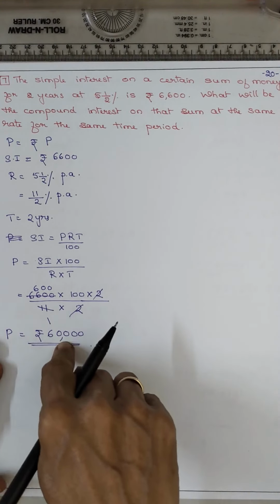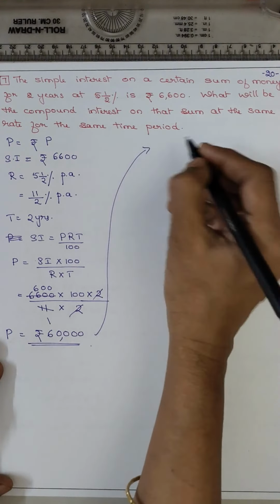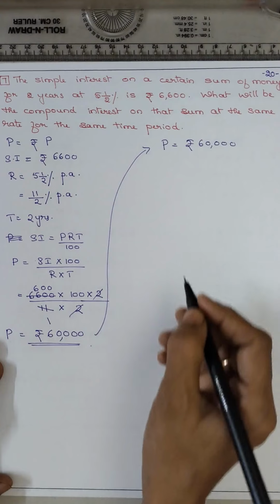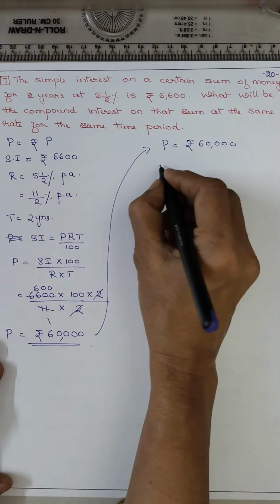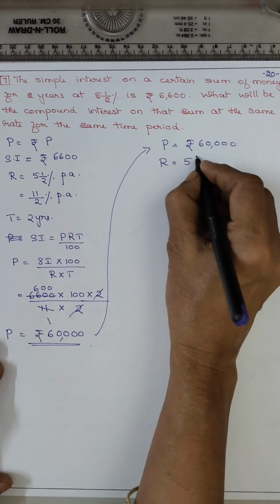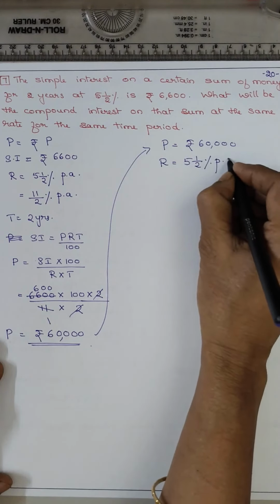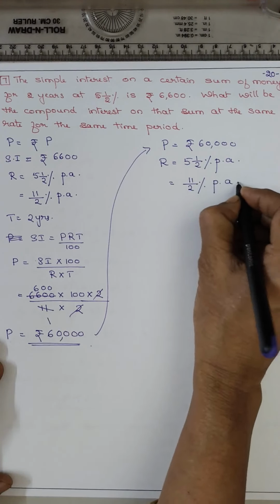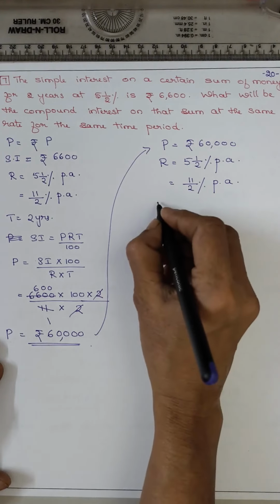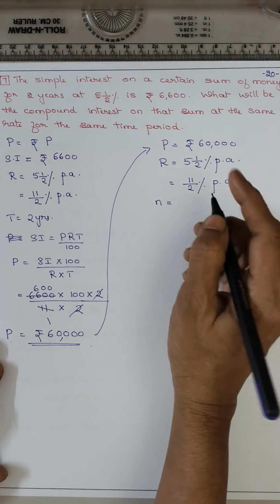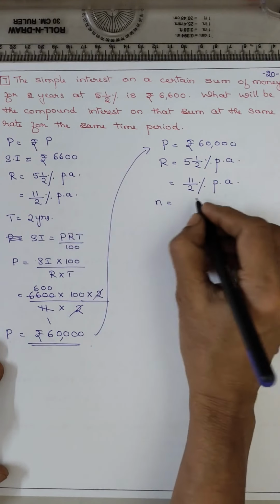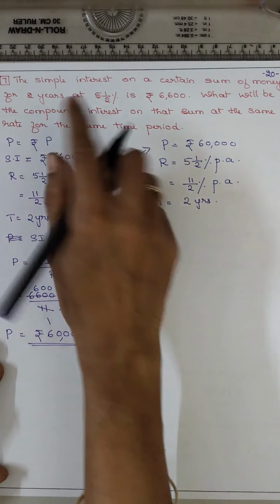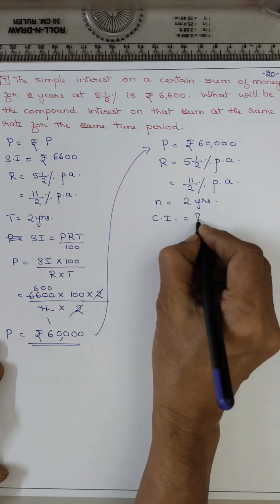Now on that sum, so principal is rupees 60,000 at the same rate. So R is equal to 5.5% per annum. That means 11 by 2% per annum. And N is equal to, now compounded, so N is equal to 2 years. Find out, they have asked what will be the CI. Hope you are understanding.